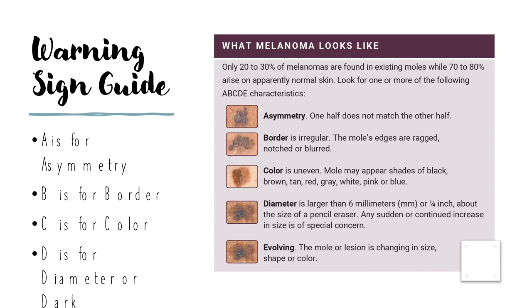This is a warning sign guide you can follow to detect if you may have melanoma. However, it is always best to visit your primary doctor or dermatologist to be safe. Here you can use the ABCDE characteristics shown. A is for asymmetry, B is for border, C is for color, D is for diameter or dark, and E is for evolving.